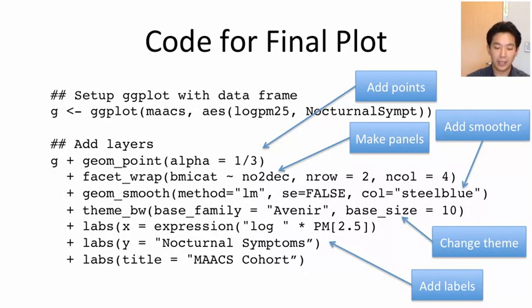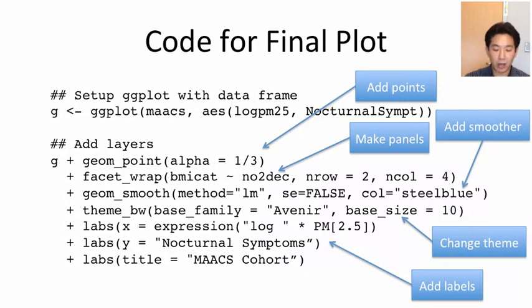And then I add a smoother using geom_smooth, where I specify the lm method, and I turn off the standard error bars. I changed the theme to be this black and white theme, and then I modified the font to be Avenir instead of the default. And I've also made the font a little bit smaller to be 10 points instead of the default 12. And then finally, I've called the labs function 3 different times to change the labels: the x label, the y label, and the title of the plot.